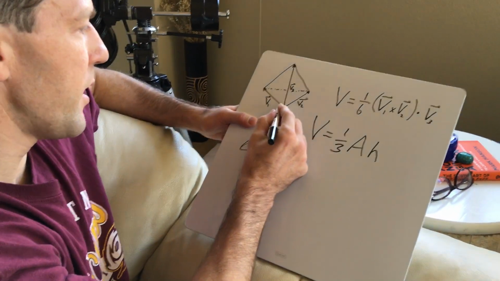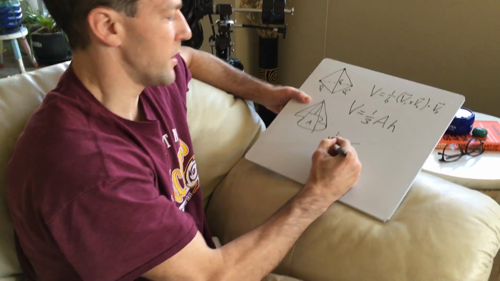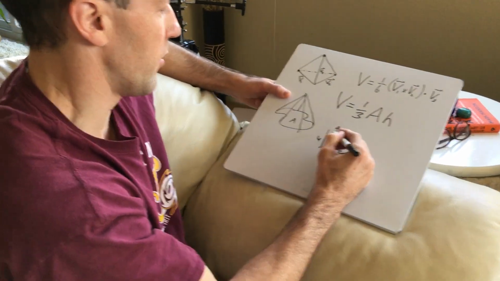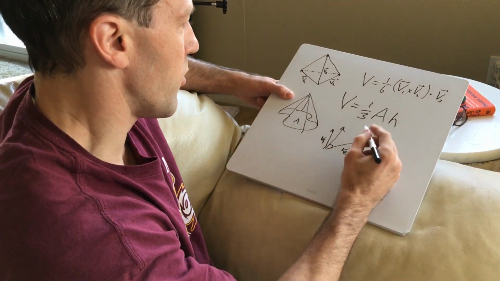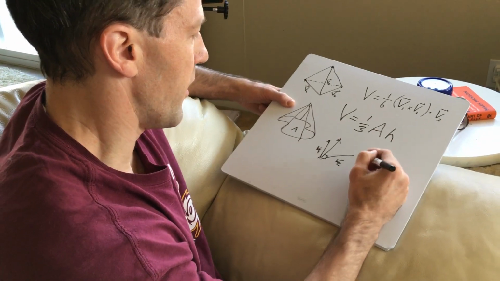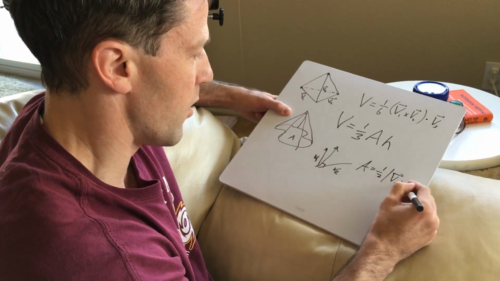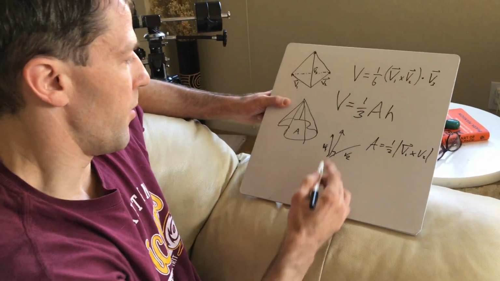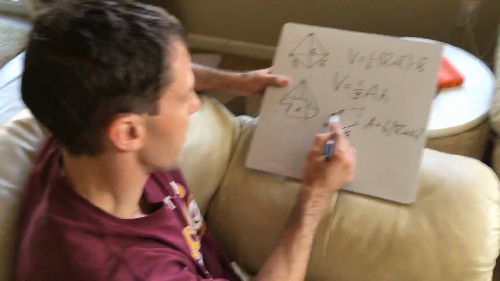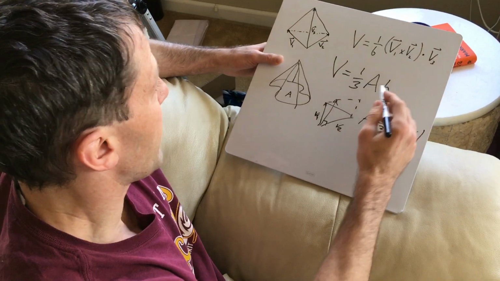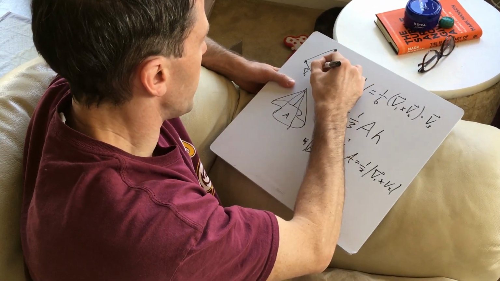So the area: when we take the cross product of these vectors v1 and v2, it gives us a vector that's perpendicular to them. The area is 1/2 of the magnitude of the cross product of vectors v1 and v2. The full cross product gives you the area of the parallelogram, and half the cross product gives you the area of the triangle. And then the height: this cross product is perpendicular like this.